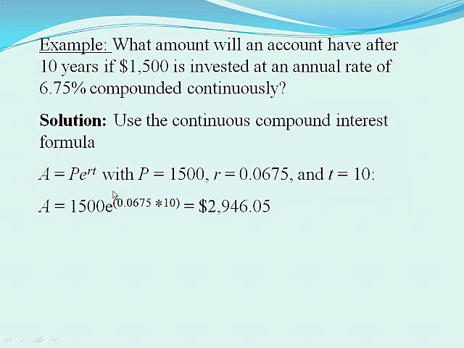Example, what amount will an account have after 10 years if $1,500 is invested at an annual rate of 6.75% compounded continuously? Here we need to use the continuous compound interest formula, A equals P multiplied with e to the power rt. Substituting the values, we will get $2,946.05.